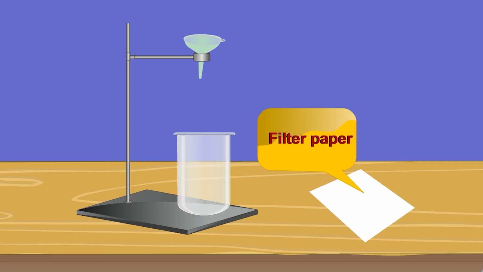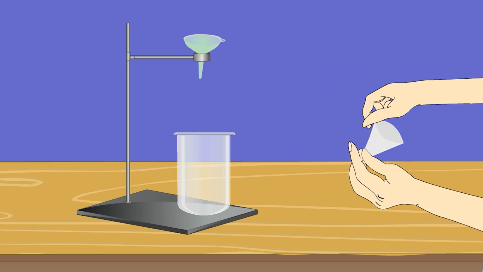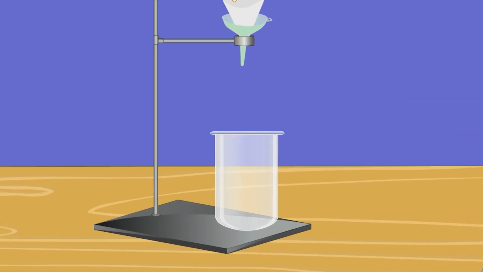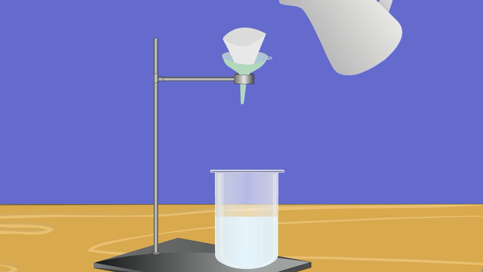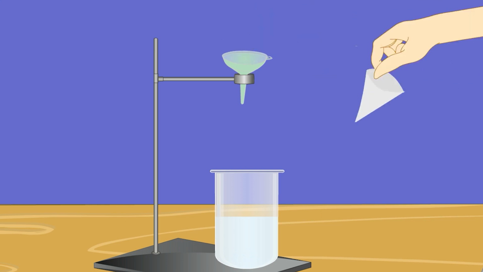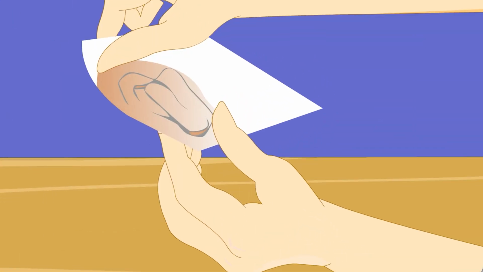Let us understand an activity to filter mud with the help of a filter paper. Take a beaker and fold the filter paper in the shape of a cone and put it into a funnel in such a way that the solution when poured passes through it. Pass muddy water through the funnel and then observe. You will see that the mud cannot pass through the fine holes of the filter paper and clear water passes through it. It gets collected in the beaker. Thus, the mud is collected on the filter paper.